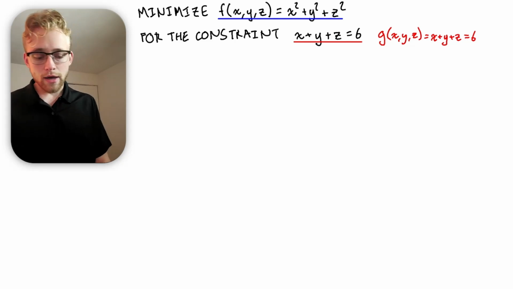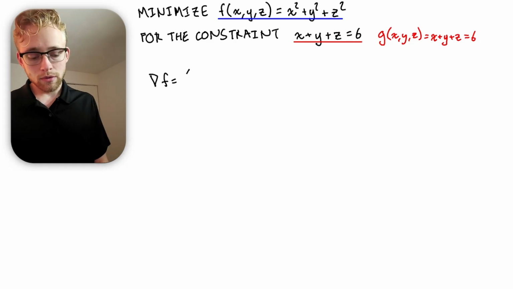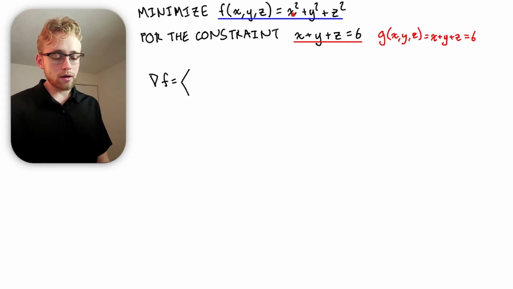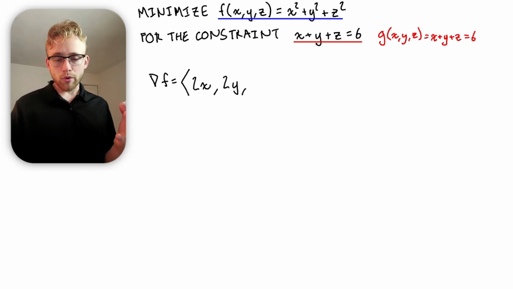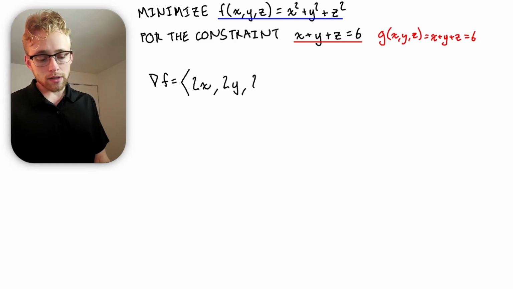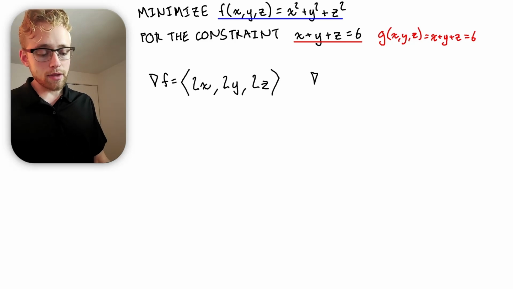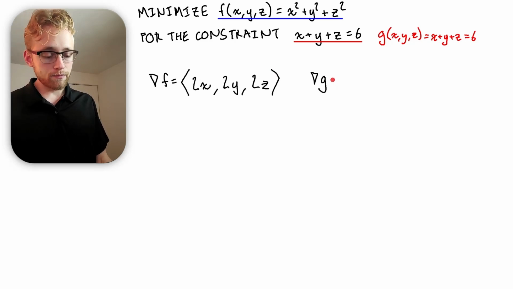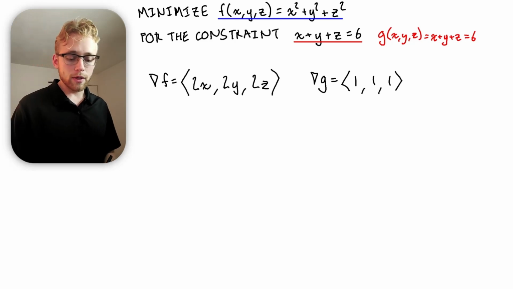So the gradient function for f is going to be equal to, first component, the partial derivative with respect to x. So we get 2x. Then the partial derivative with respect to y for the second component. And for the third component, you probably guessed it, it's going to be the partial derivative with respect to z. Right. And we're going to do the same thing for g. And that just comes out to 1, 1, 1.